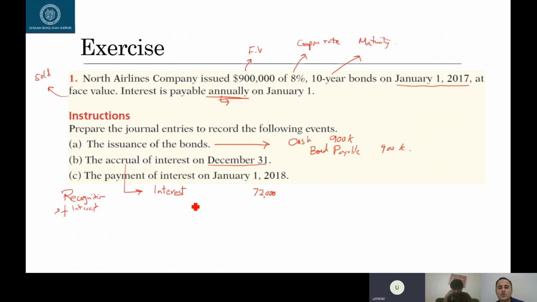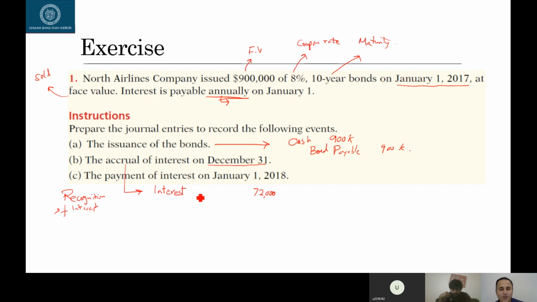So $72,000 is what, Humayun? It's the interest paid for the first year, and it has not been paid yet. So you have to recognize it only. Oh, all right. So it's going to be interest expense.